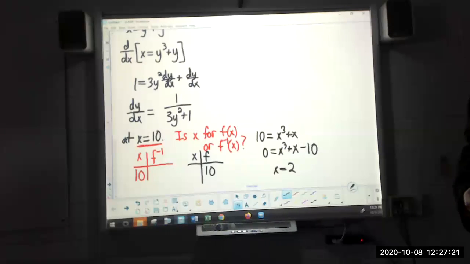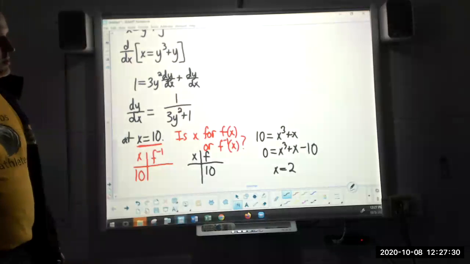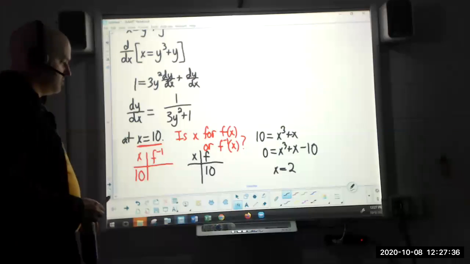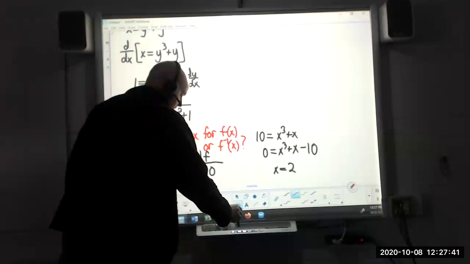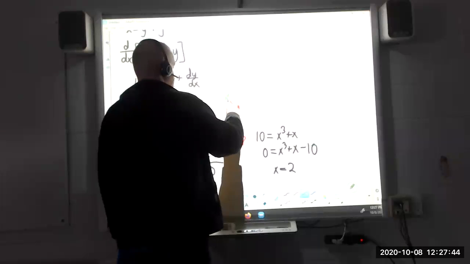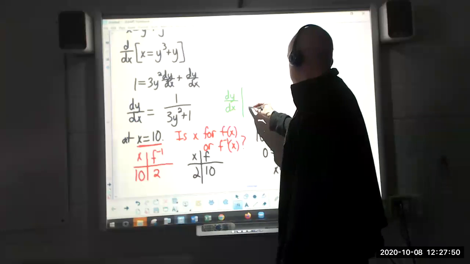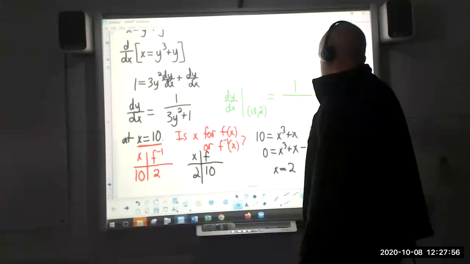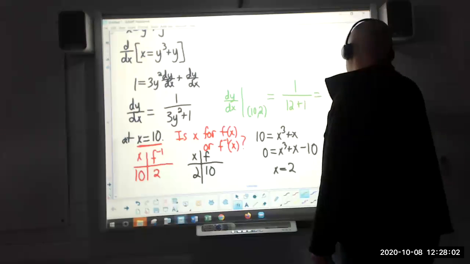You got 2, yeah? 2, okay. We can actually check 2. 2 cubed is 8, plus 2 is 10, minus 10 is 0. The remainder, or f of 2, is 0, so we know that works. So this is 2, and this is 2, which means, to get our answer here, we want to do a dy dx when we're at the point 10, 2. So we use our y value of 2. So that's 3 times 4 is 12 plus 1. That's 1/13.